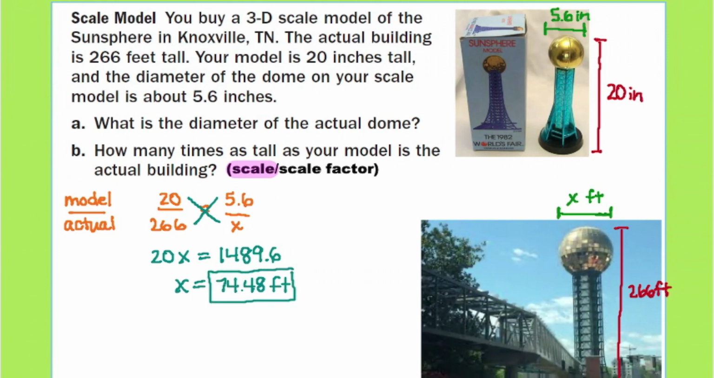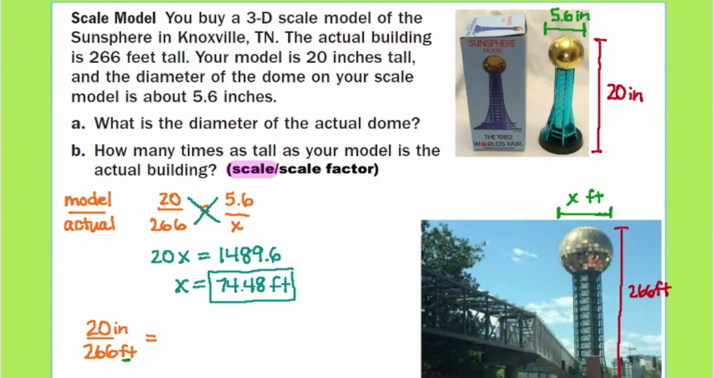If you picked up that model and looked at the bottom, it would give you the scale factor of that model. How many times as tall as your model is the actual building? What is the scale or the scale factor? Well, this time we are just talking about a ratio. And if we're going model to actual, this time we do have to think about our units. That was in inches and this was in feet. So if I want to simplify that ratio, I do need to do some conversions.